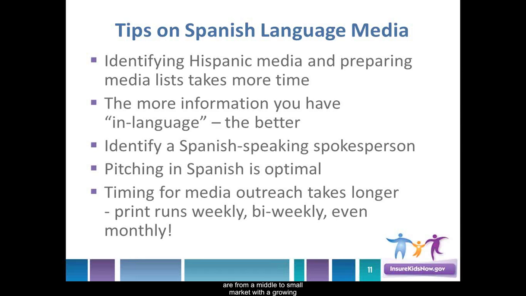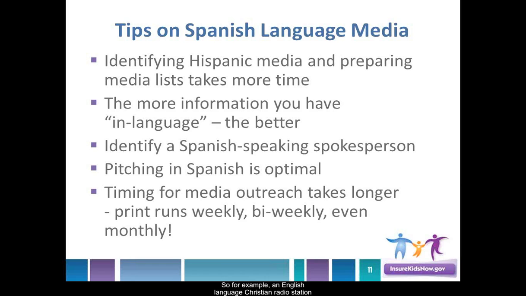One of the key things to do that I would recommend is, if you're from a middle to small market with a growing Hispanic community, definitely call on the cable systems that are in your area, and find out if they offer or have any type of local cable shows that cater to a Spanish-speaking community. Also, you may want to reach out to some of the larger radio stations, because when you are in smaller markets, they tend to broker time with Spanish programs.